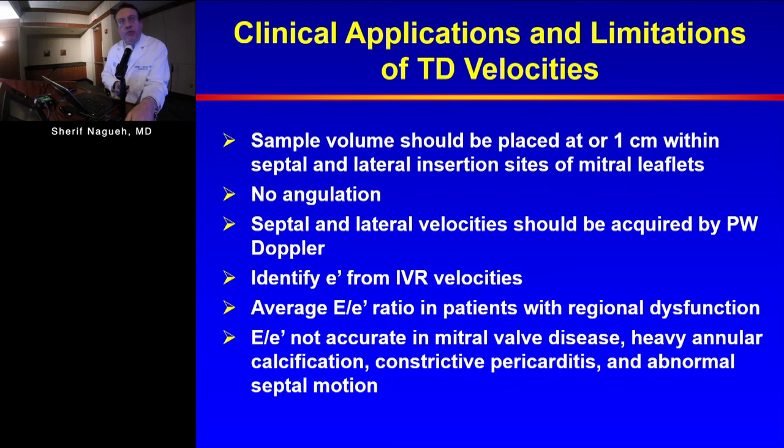Then there are a group of diseases where the E to E prime ratio is not accurate. These include patients with mitral valve disease, heavy annular calcification, constrictive pericarditis, and abnormal septal motion, as you saw.